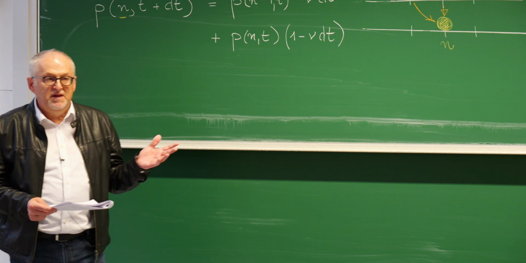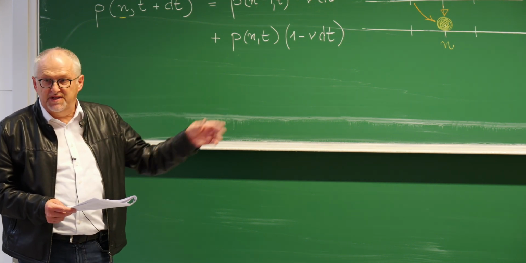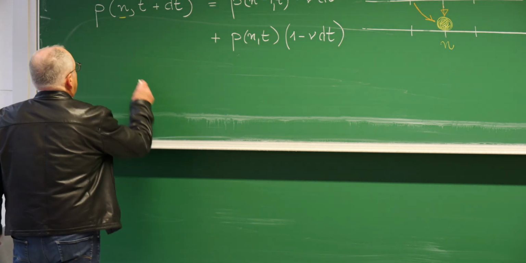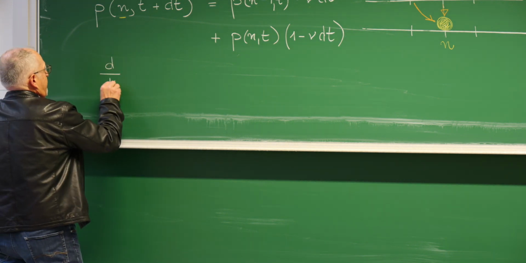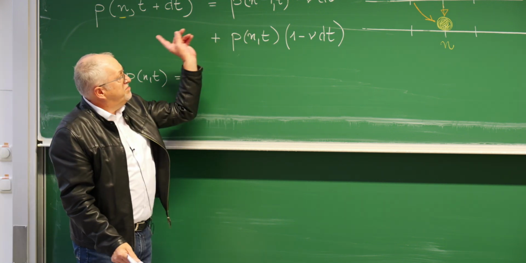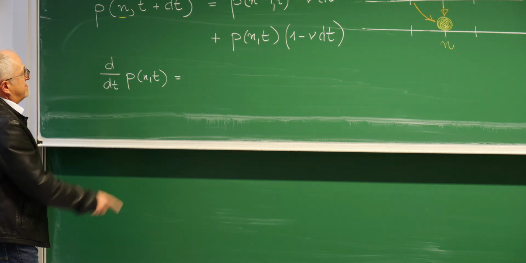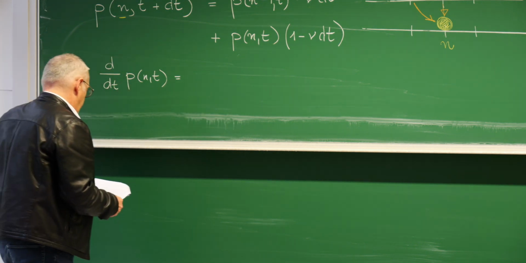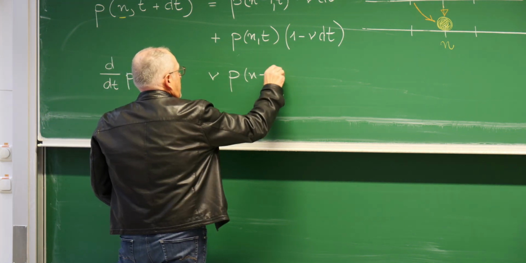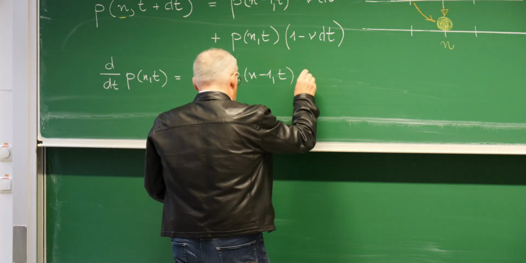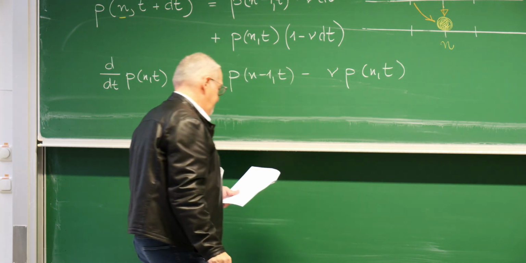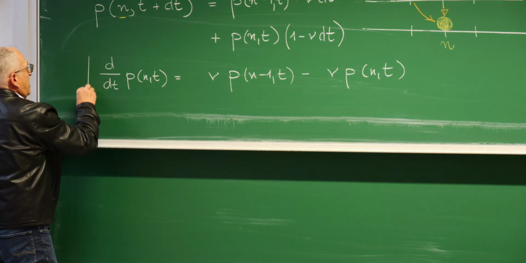And we're done now, because if I rearrange the terms, it's a differential equation. So let's write out this differential equation. d/dt of p(n,t). Right, I'm just putting things on the left-hand side, such that this becomes a differential operator. Then I have here nu times P(n-1,t) minus nu P(n,t). That's our equation. That's the master equation.